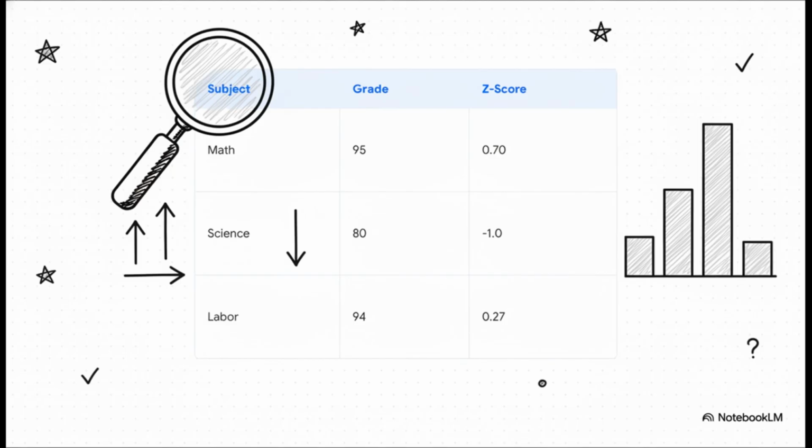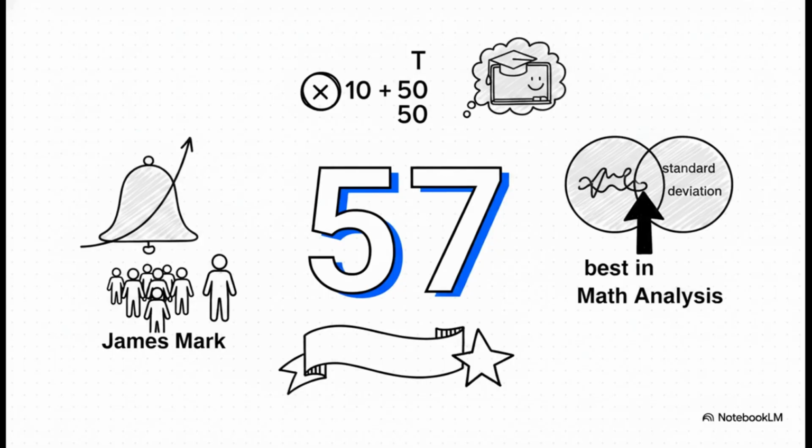But look closer at the z-score, which measures how many standard deviations his score is from the class average. His z-score in math is a positive 0.70, but in labor management, even with a 94, his z-score drops to only 0.27 because the whole class did well. Now, z-scores can get a little messy with confusing decimals and negative numbers, so to make this even easier to digest, educators often convert those z-scores into t-scores by multiplying by 10 and adding 50. It wipes out the negative numbers and gives us a clean, crisp metric.